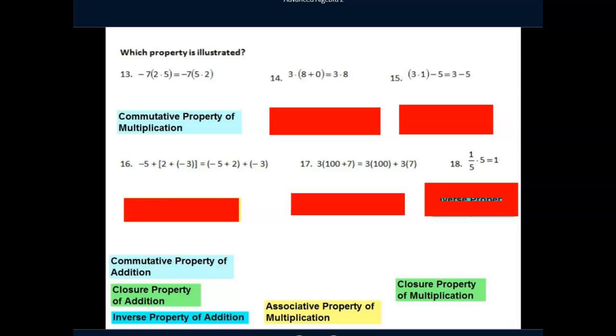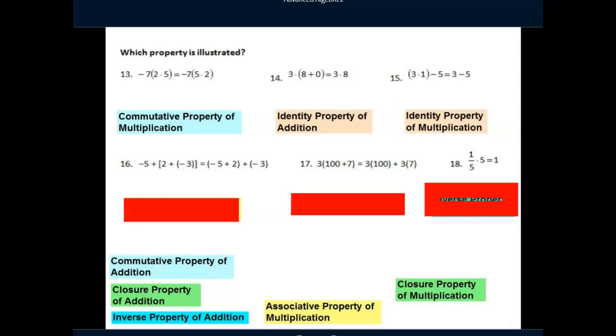14, we have 3 on the outside. 8 plus 0 equals 3 times 8. So the difference is we're adding 0 versus not adding 0. So that is the identity of addition. In 15, the difference is multiplying by 1 versus not multiplying by 1. So that is the identity of multiplication.